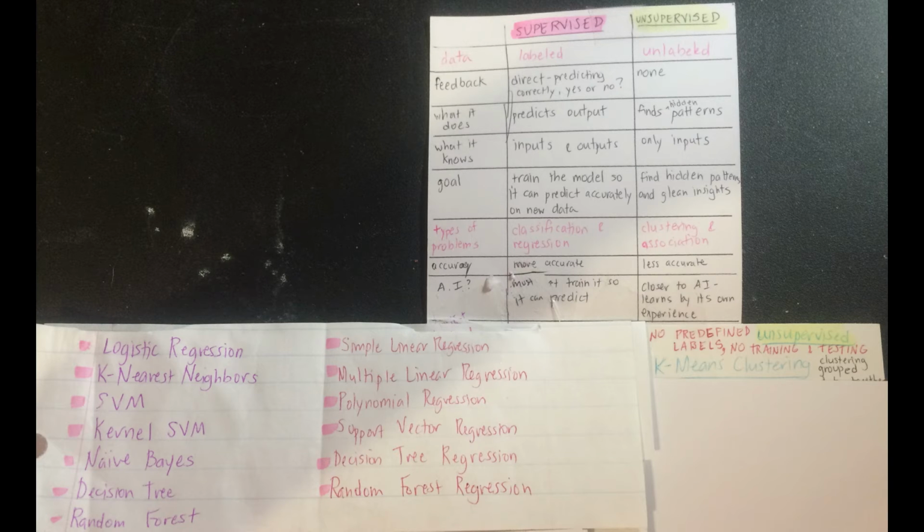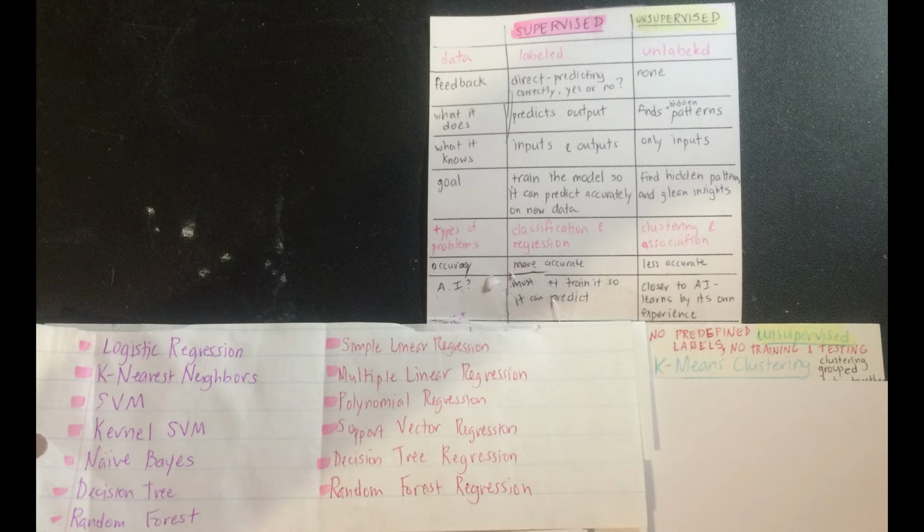What's the difference in their goals? Supervised trains the model so it can predict accurately on new data. Unsupervised finds hidden patterns and gleans insights. What are the types of problems they solve? Supervised solves for classification and regression. Unsupervised solves for clustering and association.